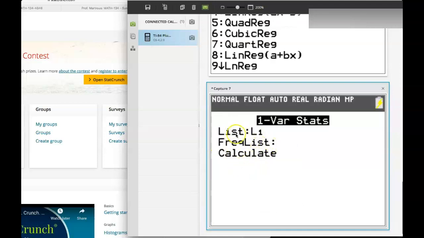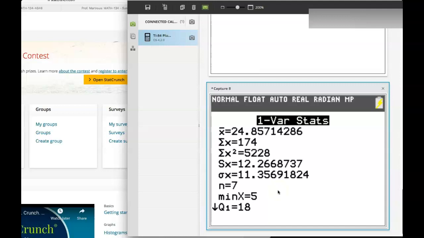You're gonna see this. Here our list is L1 because we only have one column. And that is frequency, so it's how many times we have for each part. So our data is L1. Press enter, enter, again enter. We have all these, so this is the sample mean. We don't need that one here. That is n equal to 7, which is odd.